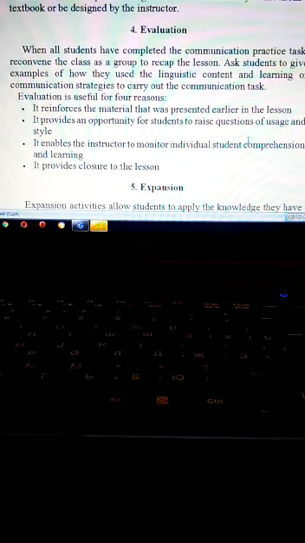The next part of our lesson is evaluation. When all students have completed the communication practice task, reconvene the class as a group to recap the lesson. Ask students to give examples of how they used the linguistic content and learning or communication strategies to carry out the communication task.